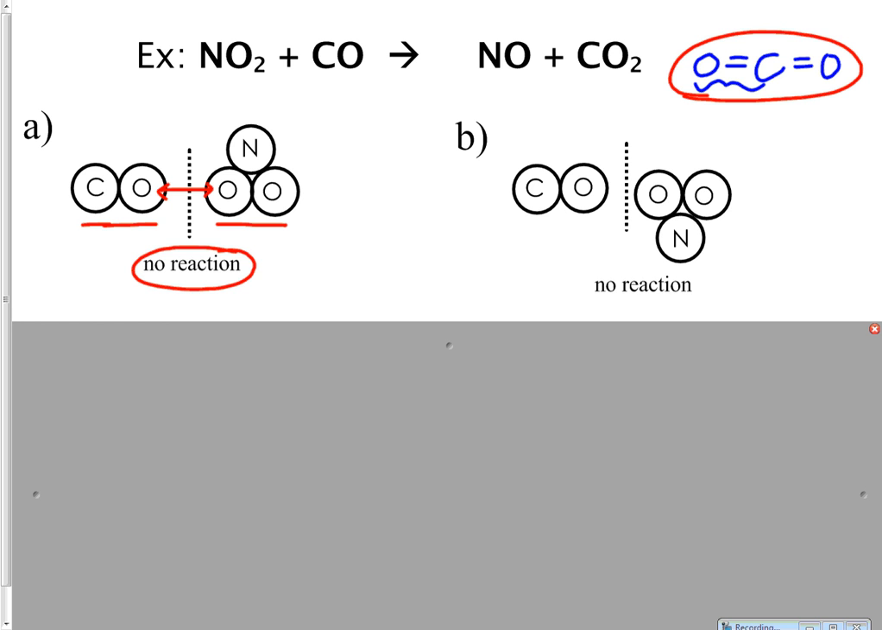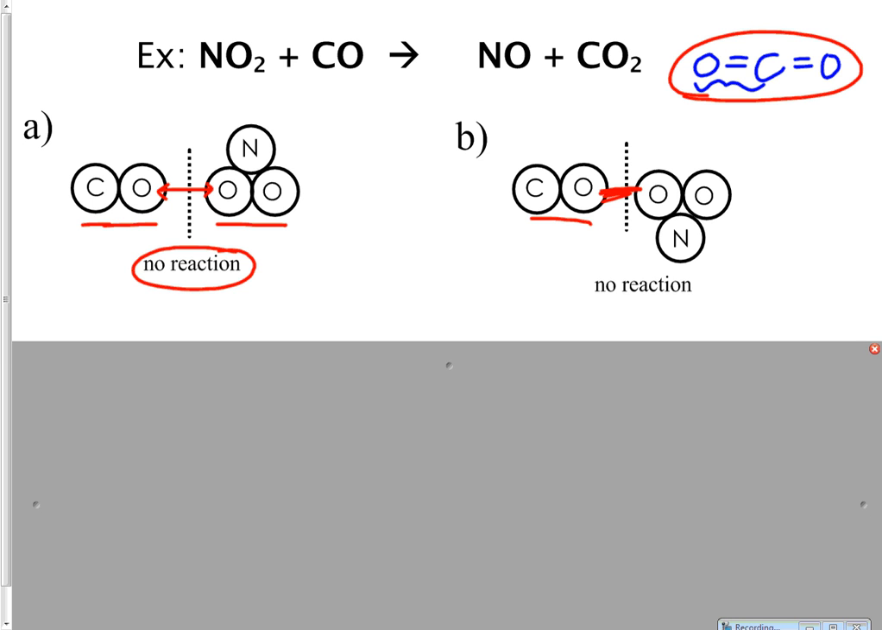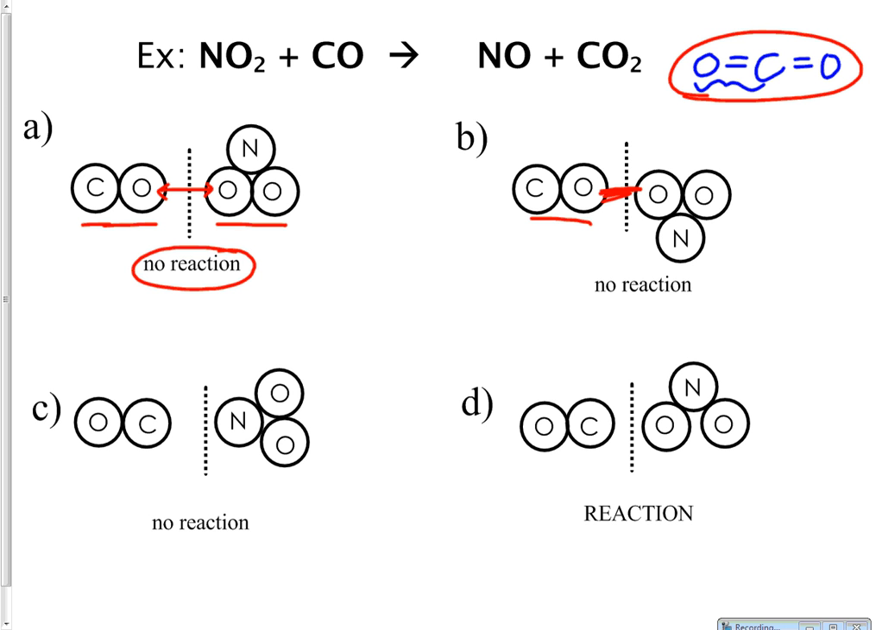In setup B, the carbon monoxide is still set up like this. The NO2 is flipped upside down, but still we're set up so that oxygen will bump into oxygen. That's not what we want for a product, so that won't result in a reaction. Now, with C and D, you can see that one will result in no reaction, but finally in D we will.